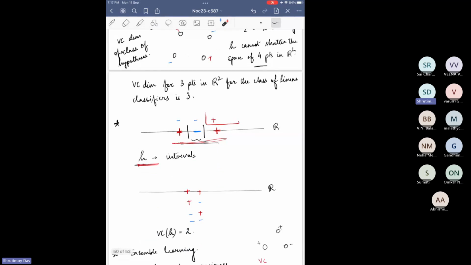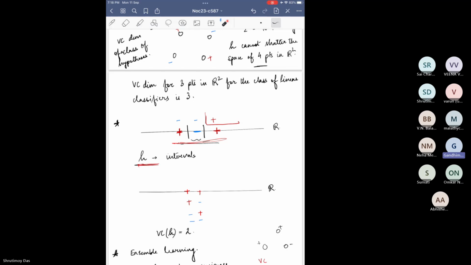But here, if we look at intervals, if you have, say, minus minus plus, then we can have this division. Or if you have plus plus minus, then also we can have this division. But if you look at this example, you cannot have this, right? You cannot have some interval which says that if it is less than this, it is plus, and if it is greater than this, it is minus. We cannot say anything like this. So in this case, your interval hypothesis, which consists of only intervals, cannot shatter this space. Is it clear? Yes, sir.